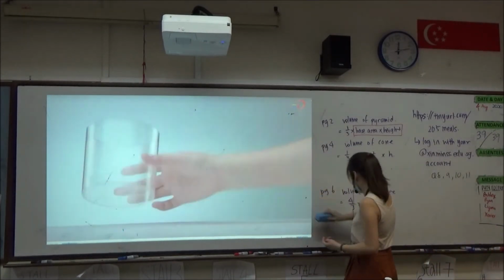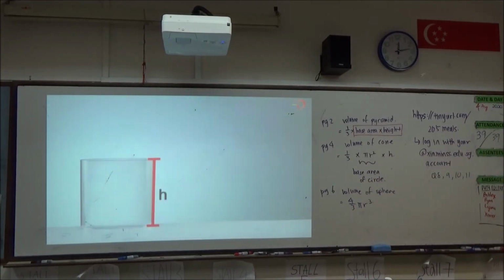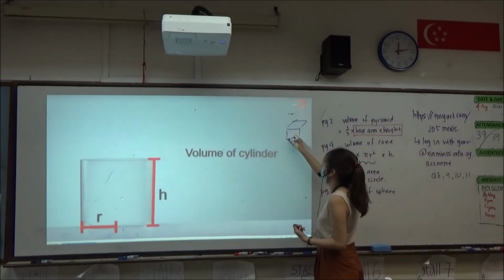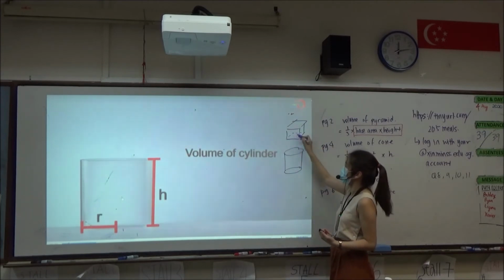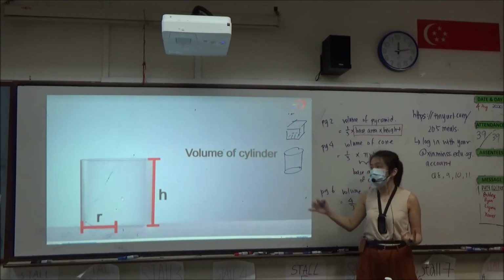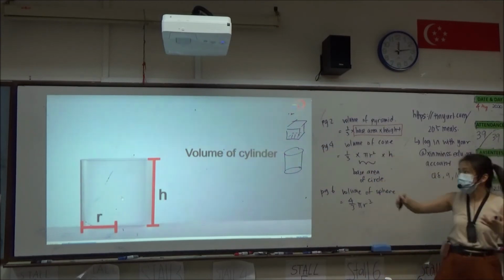This is a cylinder. The base is a circle, and this is the height of the cylinder. Do you remember the formula for the volume of a cylinder? What's the volume of a cylinder? Pi r square times h. Because if I got a cube, it is base area times height. For a cylinder, it's just that the bottom part, instead of being a square, is a circle. So the area of the circle is pi r square, then times the height. So it's actually the same formula for cube and cylinder.